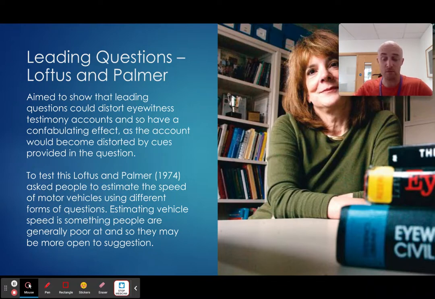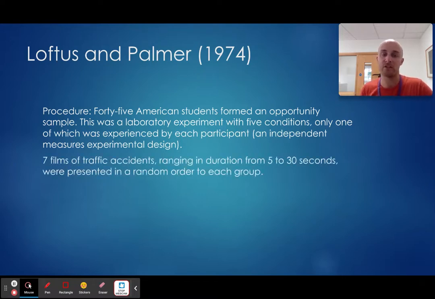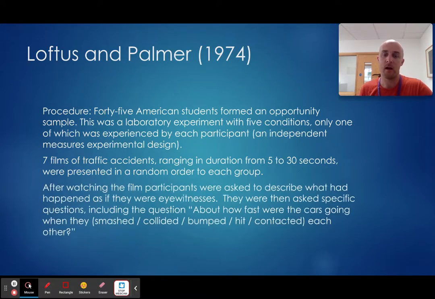They watched several videos, and I'm going to go through this in a bit more detail. It's 45 American students in a lab, and they were put into one of 5 different conditions. So this is an independent measures design. They watched 7 films of traffic accidents of cars crashing into each other, ranging from 5 to 30 seconds, in a standardized order. Everybody did everything exactly the same, apart from one teeny tiny detail.